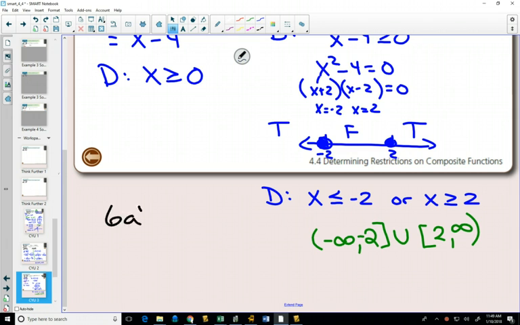Practice is the rest of 6, 6a, b, and c, and also 10.